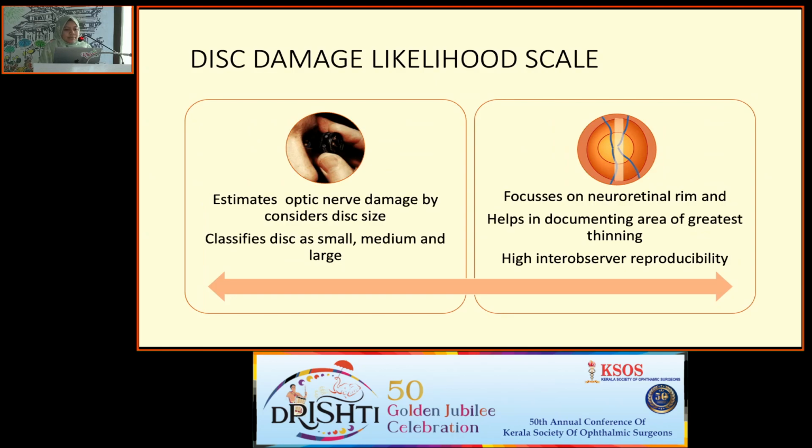The disc damage likelihood scale is a newly introduced scale by Spaeth and colleagues, and it estimates optic nerve damage by considering disc size. It classifies discs as small, medium, and large, focuses on the neuroretinal rim, helps in documenting the area of greatest thinning, and has high inter-observer reproducibility.